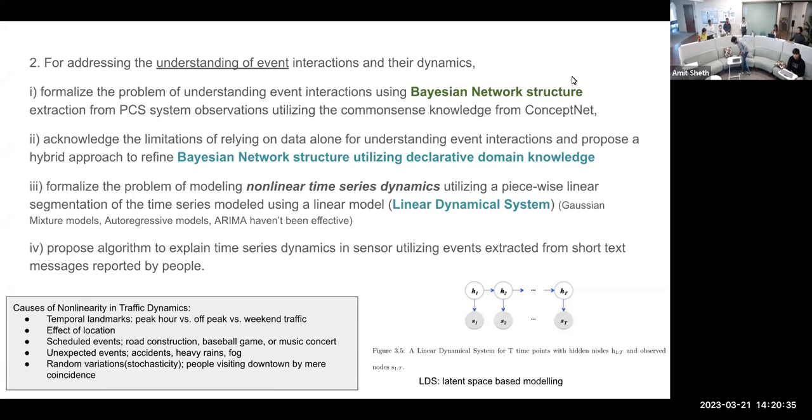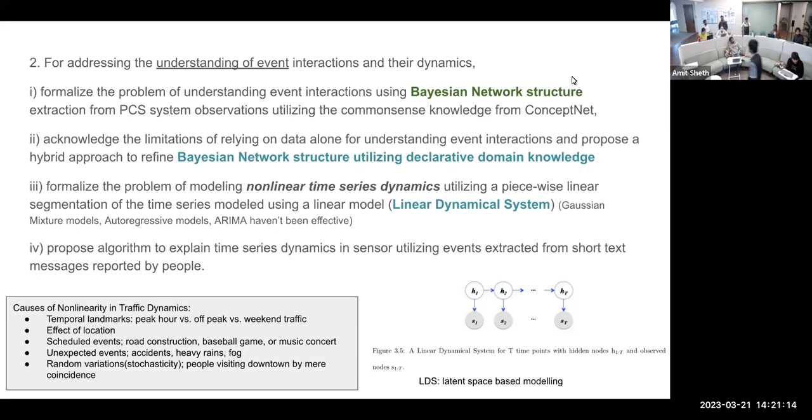So he tries to explain how this nonlinearity is happening in these traffic-like situations, in traffic domains. There can be temporal landmarks, that means peak hours or off-peak hours, and traffic like that offers the nonlinearity. That means the dispersion of the time series data, and also the effect of locations. Like there can be high traffic in places like schools and hospitals, compared to other suburb areas.